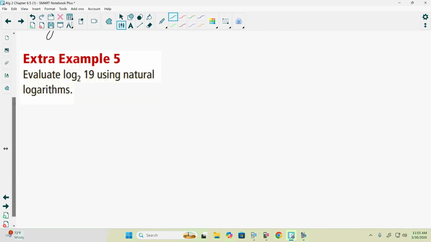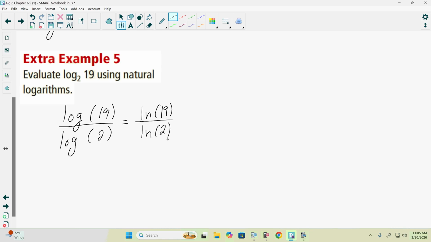Evaluate log base 2 of 19. If we rewrote this as common logs, how would this go? We'd have log of what over log of what? Log of 19 over log of 2, which is the same as the natural log of 19 over the natural log of 2. Okay. So we're going to calculate this. I'm going to approximate this.